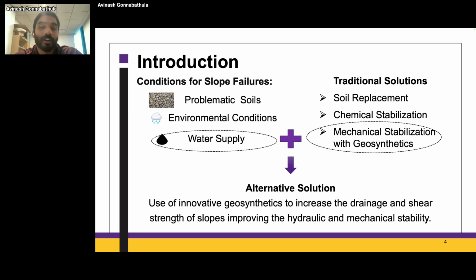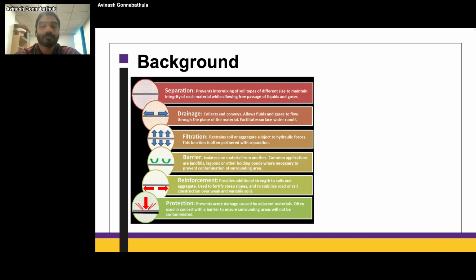We provide an alternative solution: the use of innovative geosynthetics to increase drainage and shear strength of slopes, including both hydraulic and mechanical properties, and in turn increasing the stability and long-term performance of the slopes. To give a brief background on geosynthetics, they usually have multiple functions, including separation, drainage, filtration, barrier, reinforcement, and protection, often used in many highway projects and landfill projects. Out of these, the primary focus of this project is the drainage and reinforcement properties.